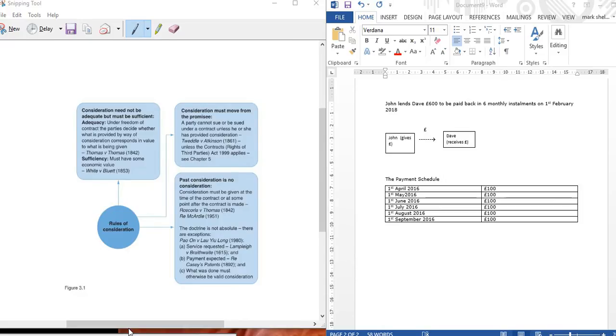It's probably best if you have a textbook to hand for this section, so you can have a look at the case law that I'm referencing. But we've still got the rules of consideration on the left. With a little scenario here, it's a typical type of contract. So let's say John lends Dave £600 to be paid back in 6 monthly instalments on the 1st of February 2018. I'm going to change that.